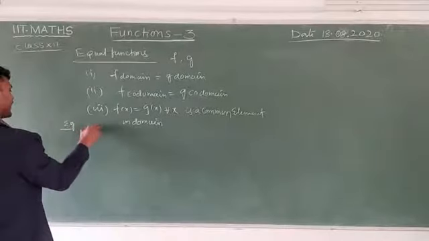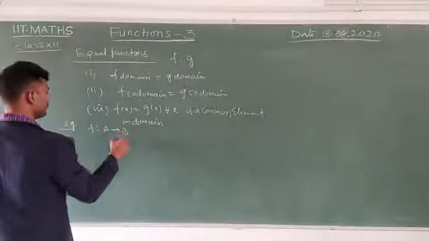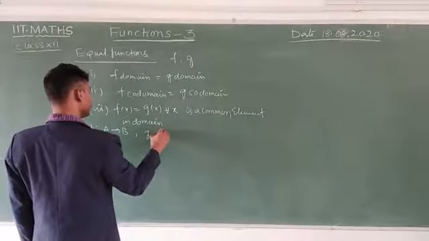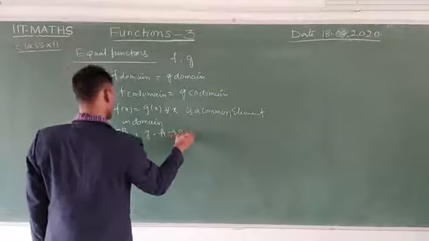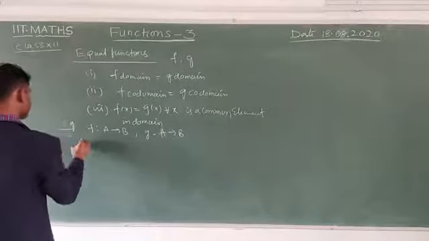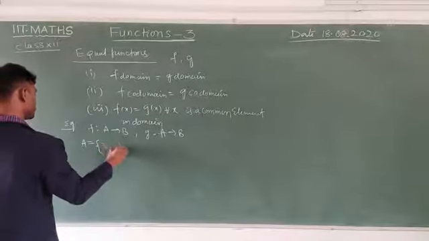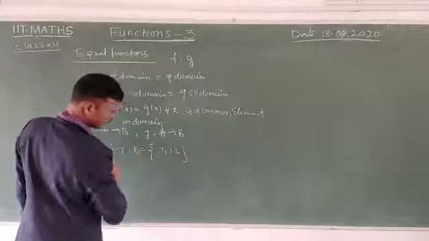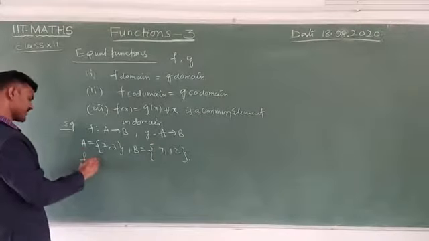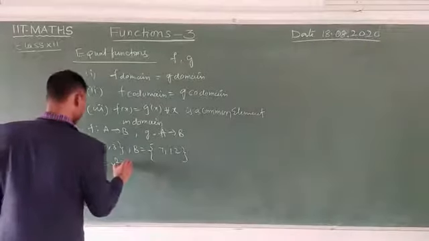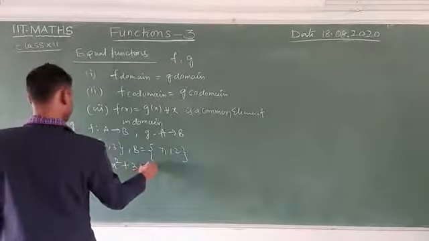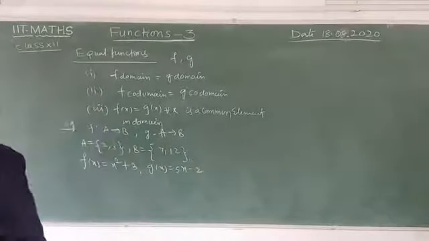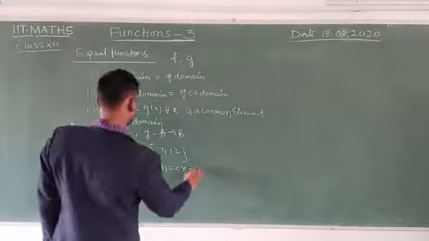Example: let f be a mapping from A to B, a function, and g a mapping from A to B, another function, where A is the set {2, 3} and B is the set {7, 12}. Next, f of x is equal to x square plus 3 and g of x is equal to 5x minus 3.